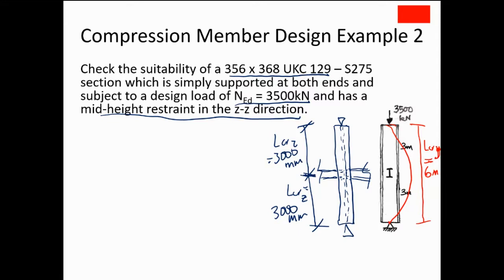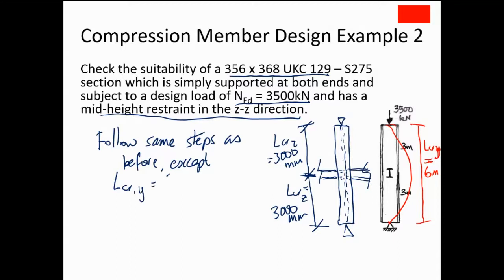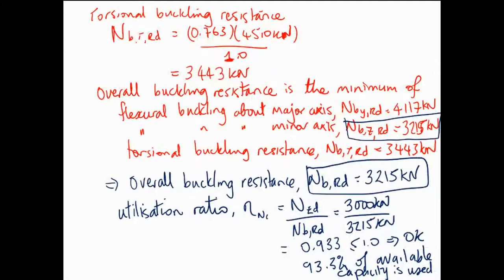Okay, so we follow the same steps as before, except LCRY is equal to 6,000 millimeters. That's as before. That hasn't changed. That's the same as what we had just calculated.